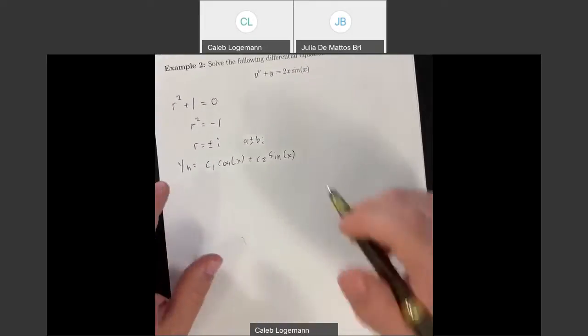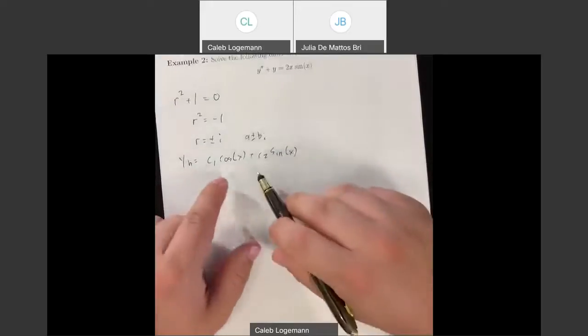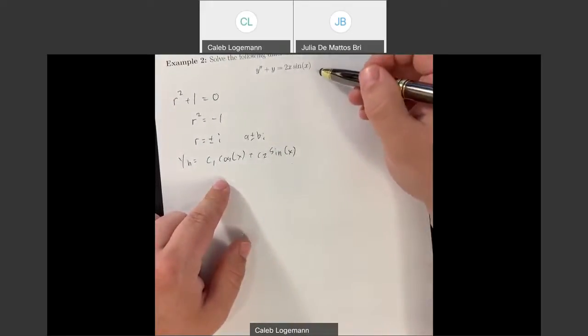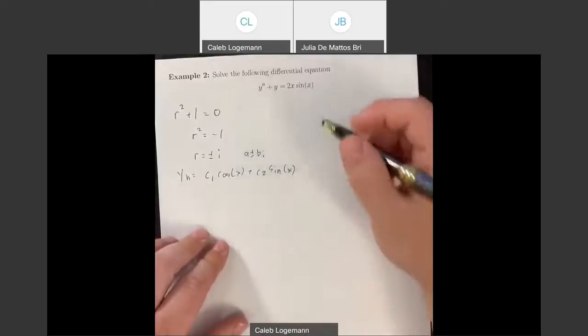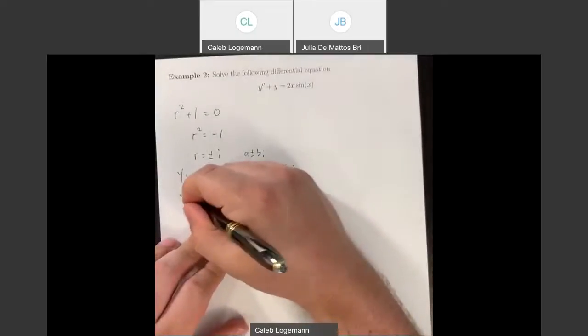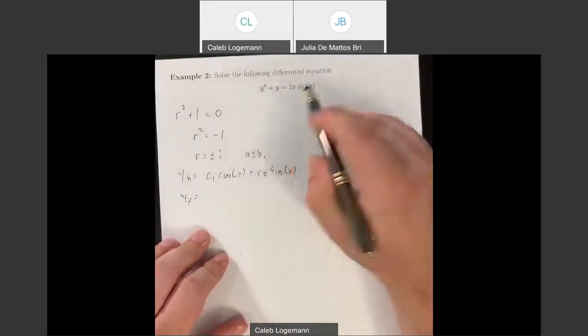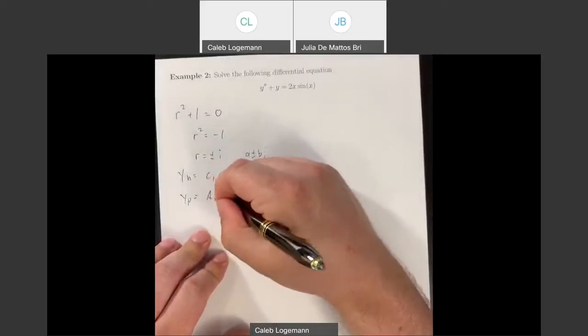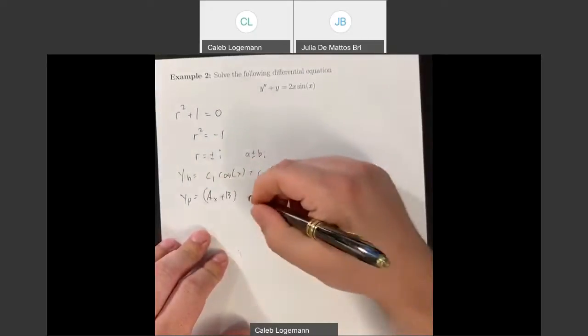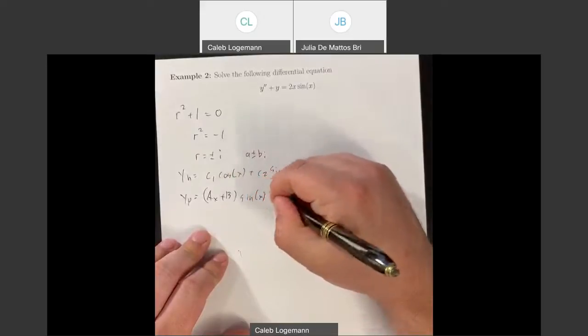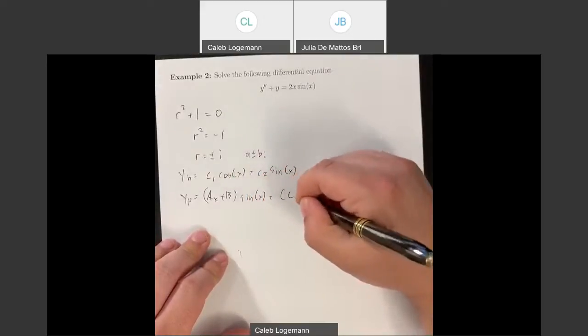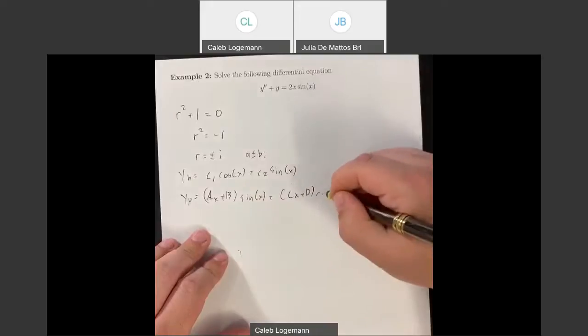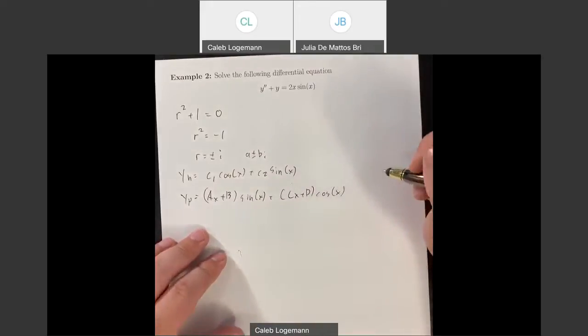All right. So that's our homogeneous solution. That tells us something about our particular solution. Just looking at this particular solution, what we would want to guess is something like this. We'd want to guess (ax + b) times sine of x plus (cx + d) cosine of x.